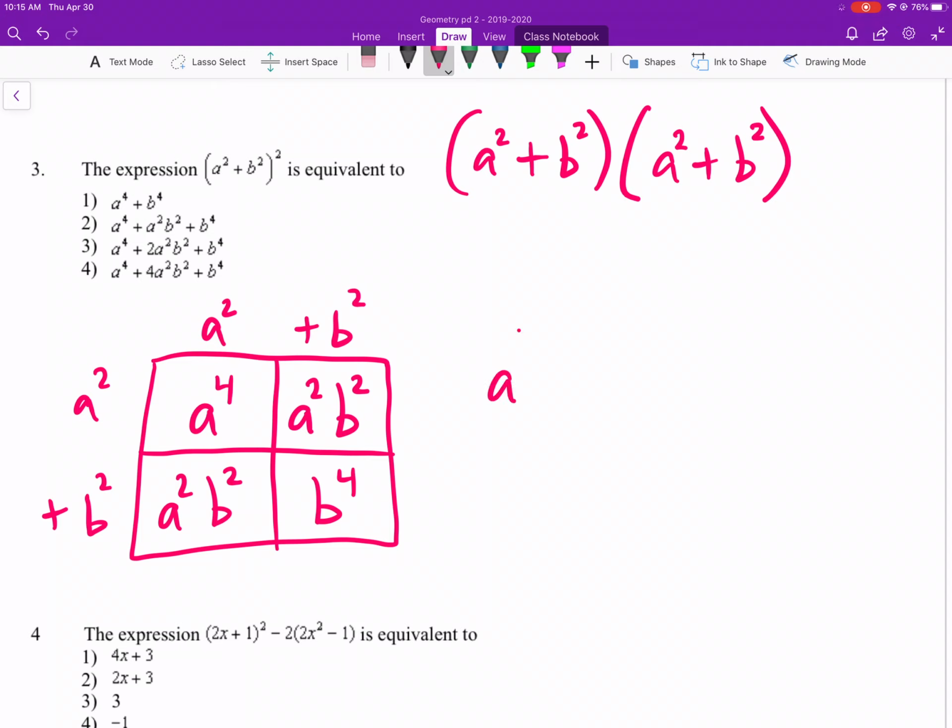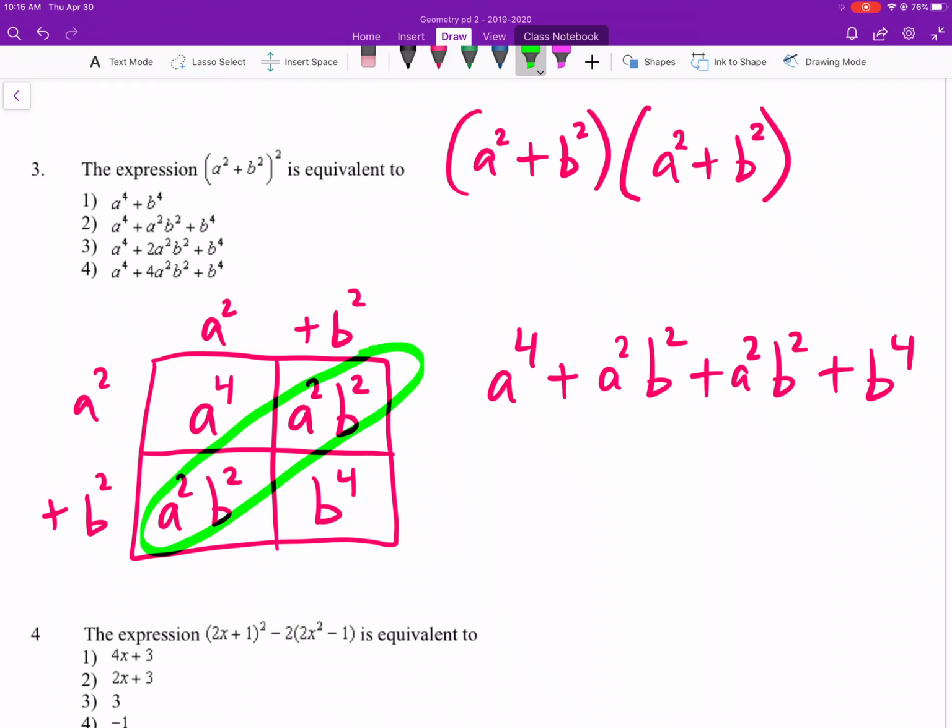So what you're left with is a to the fourth power plus a squared b squared plus a squared b squared plus b to the fourth power. Now these are like terms, guys. They have the exact same variables, a and b, and those variables are to the exact same exponent.